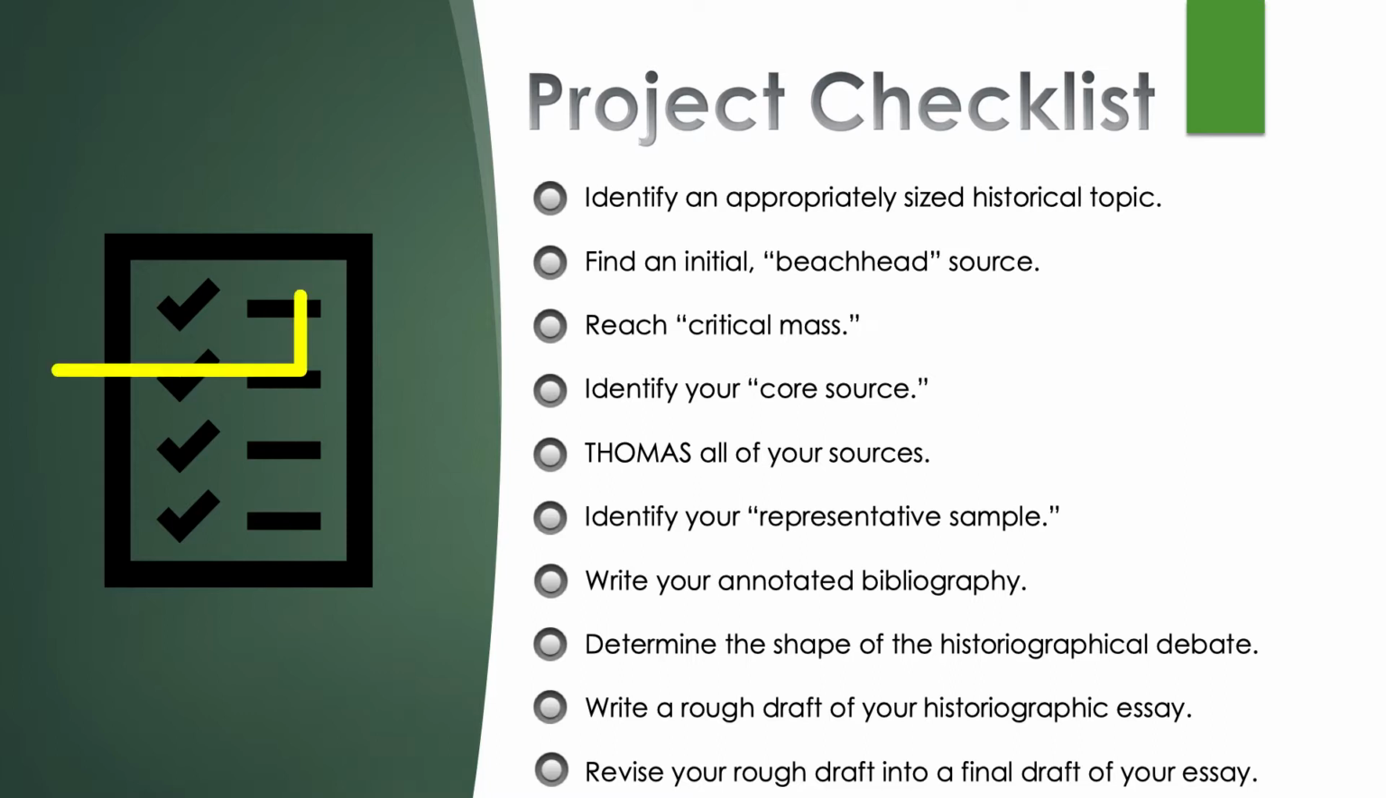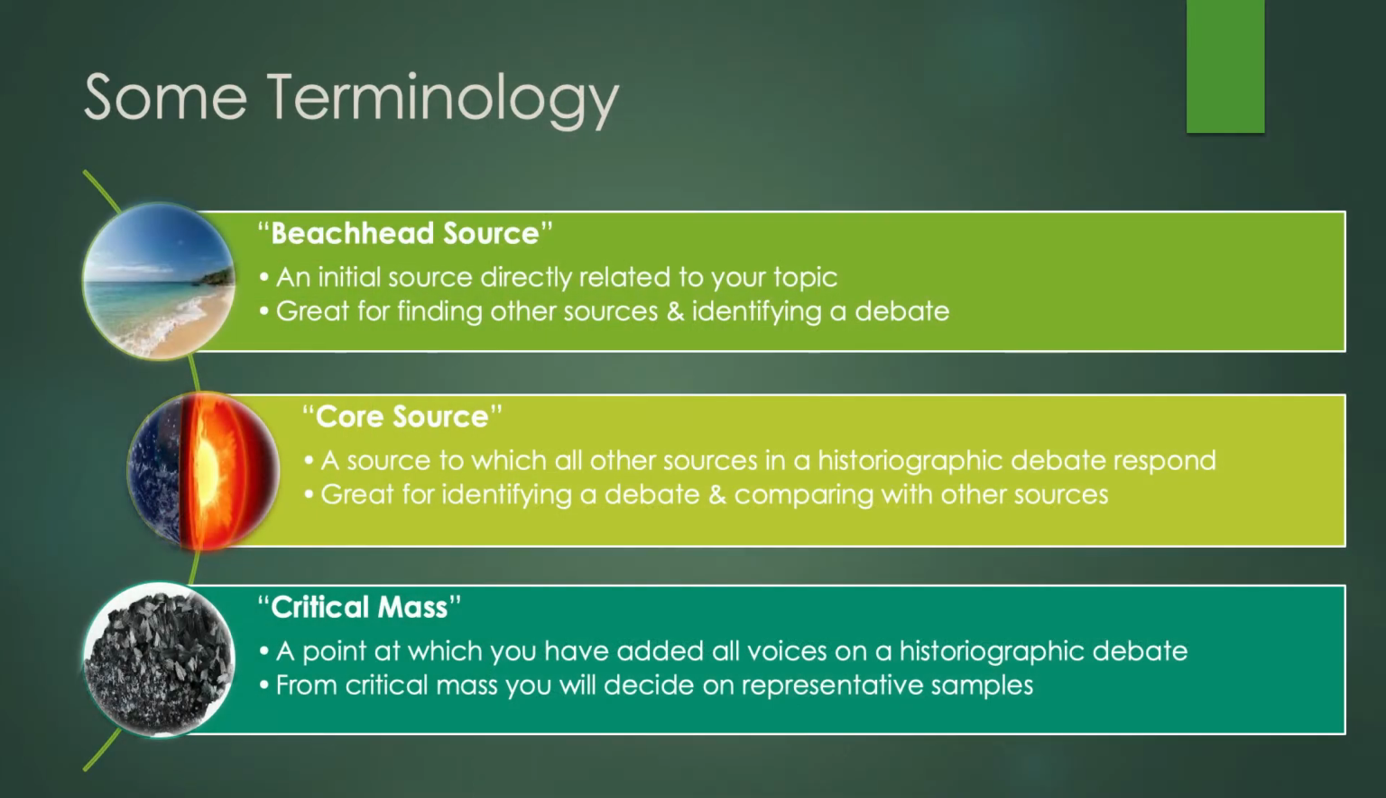What I want to focus on, though, is the middle section of the checklist. There are 3 steps here that are important for what we're going to discuss today. The first is identify your core source. Let's remind ourselves what a core source is. Okay, you remember what a beachhead source is, right? That's one of the first sources that you've found. It's an article, usually, that's right on the topic that you've chosen. Beachhead sources are useful because they lead you into the specific historiographic debate that you're going to write about. You should definitely already have this and have used it to expand your bibliography and track down a debate.